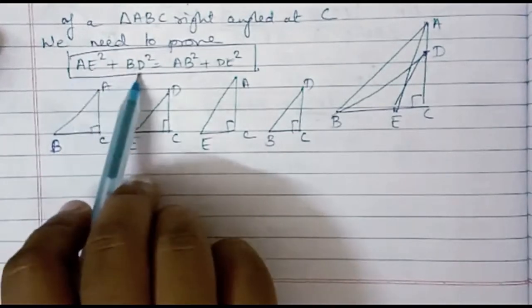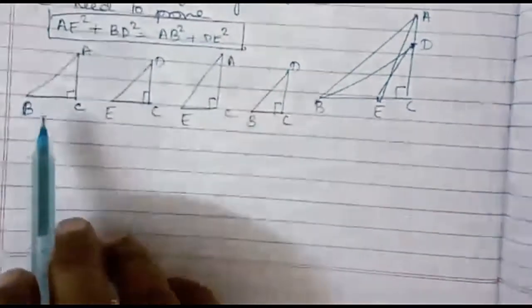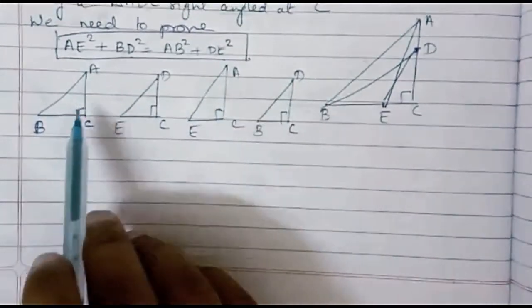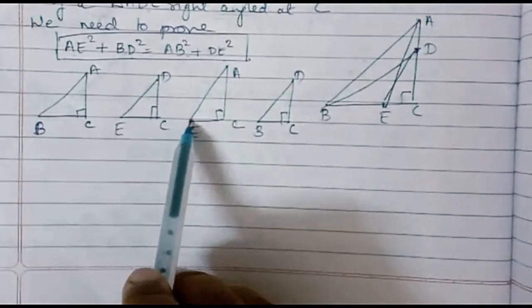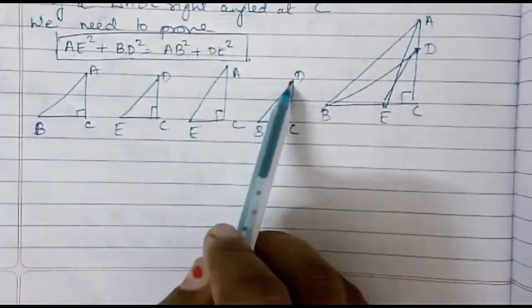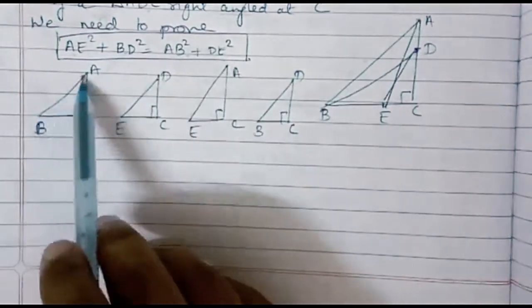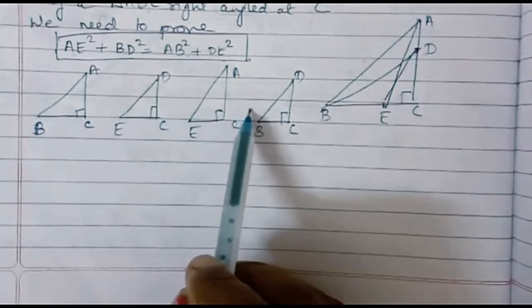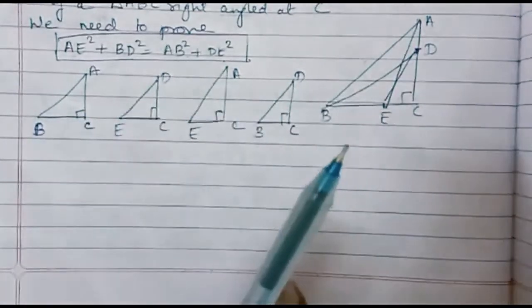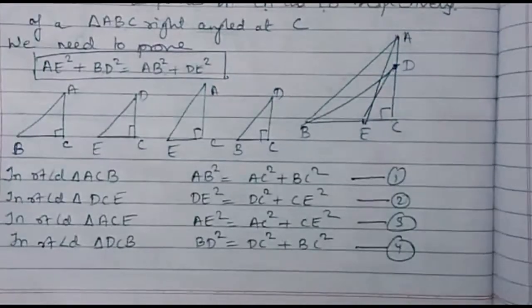AE square plus BD square is equal to AB square plus DE square. I have drawn all these figures to make you understand that AE is the hypotenuse of this triangle, BD is the hypotenuse of the second triangle, AB is the hypotenuse of this triangle, and DE is the hypotenuse of this triangle. That means we can apply Pythagoras theorem on all the 4 right angle triangles. So let us write. Now these are the 4 results.